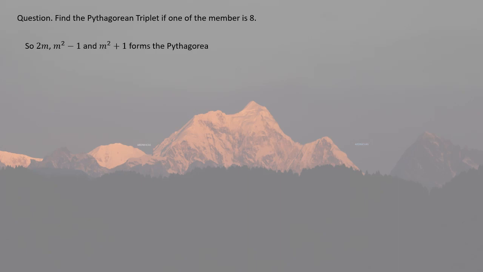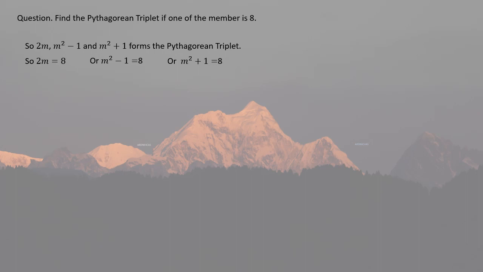Let us understand this method of finding Pythagorean triplet by taking another example. Say one of the members is 8, so we need to find out the other two members of the Pythagorean triplet. So 2m, m square minus 1 and m square plus 1 will form the Pythagorean triplet, and 2m may be equal to 8, m square minus 1 may be equal to 8, or m square plus 1 may also be equal to 8.